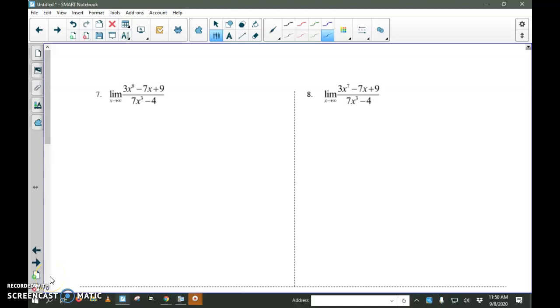Okay, last couple of examples here. We'll do 7, 8, 9, and then we'll save the remaining part of the examples for when we meet again. Okay, so the limit as x approaches infinity.